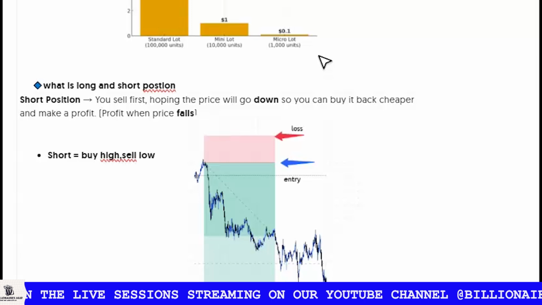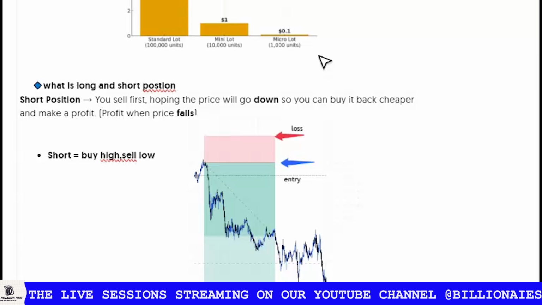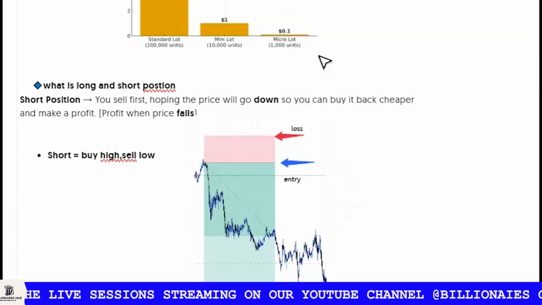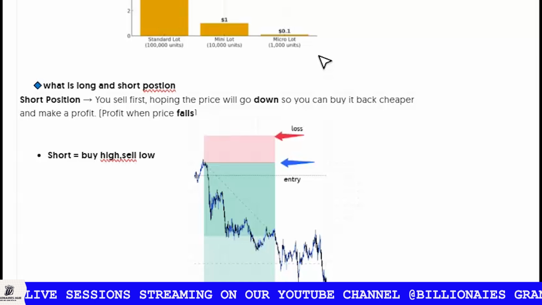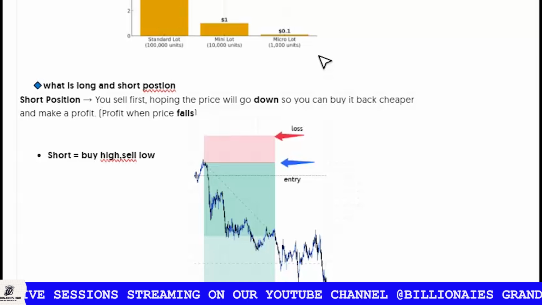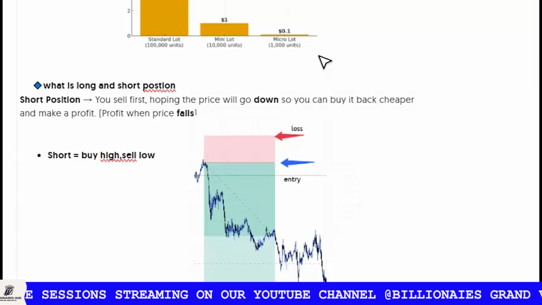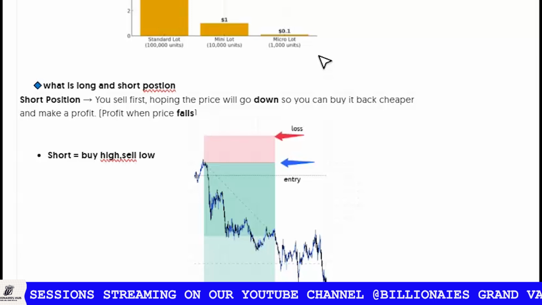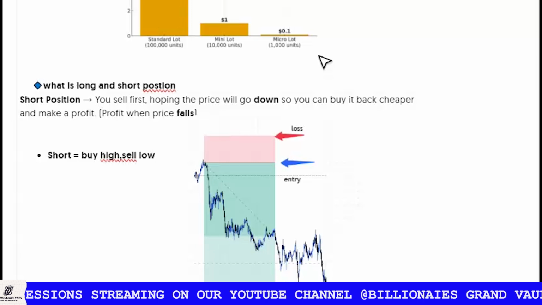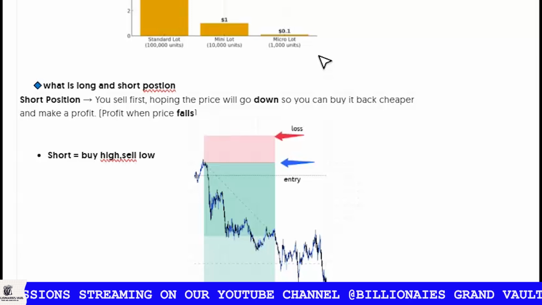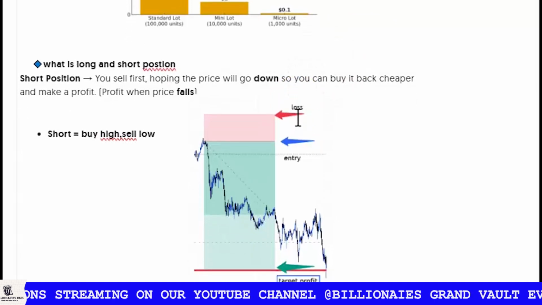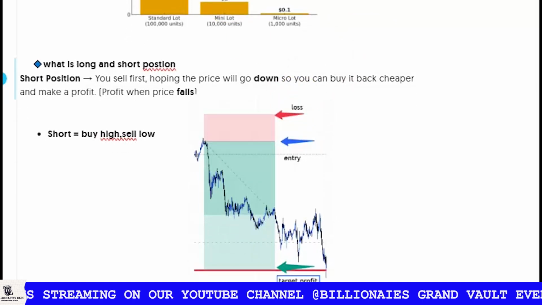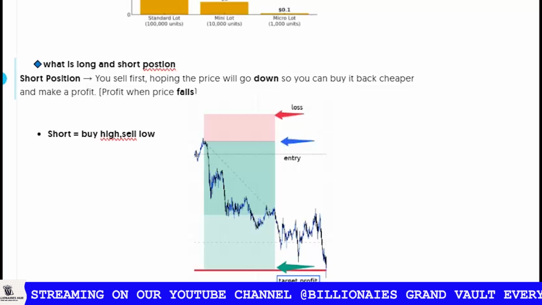So when you're selling, or when you're in a short position, you are anticipating that the quote currency will get stronger than the base currency. For instance, if you have Euro USD and you are selling or in a short position, anticipating that the US dollar is going to get stronger than the euro. Okay, so simply short position means you're buying high and selling low, as I've indicated here.